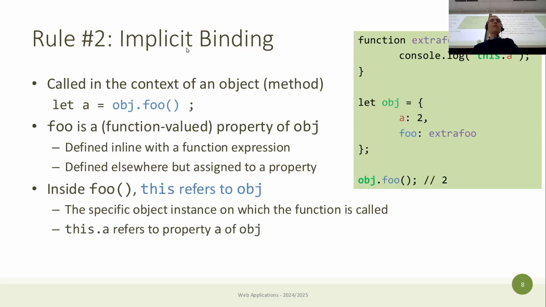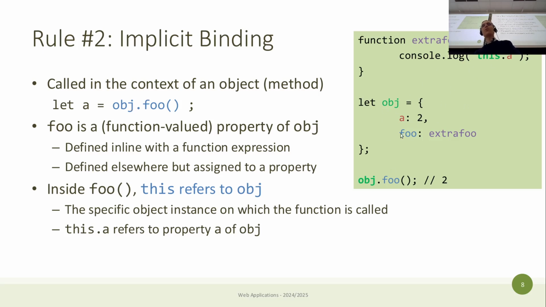Rule number 2, this implicit binding. I mean, if it's called in the context of an object, so it means that there's a property of an object that is a reference to a function, and we call this function with this syntax. Okay, inside the function, we will have the this bound to the object on which the function was called. Okay, so this inside the function foo is the object obj. Okay, so you see the example here.